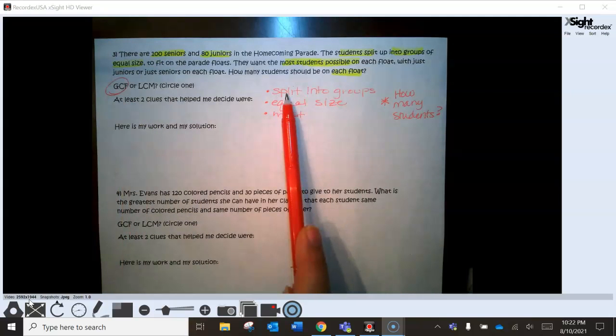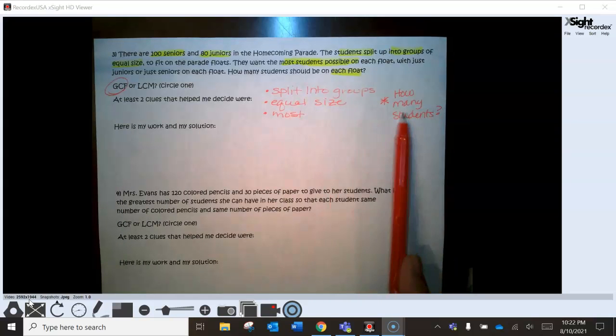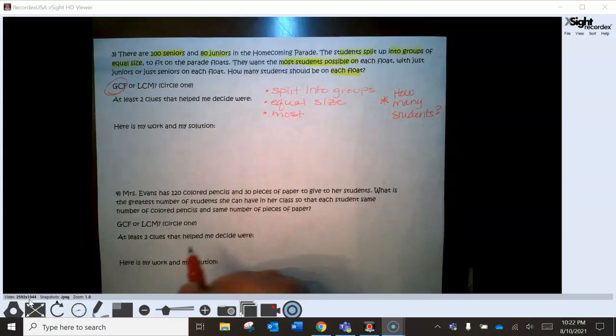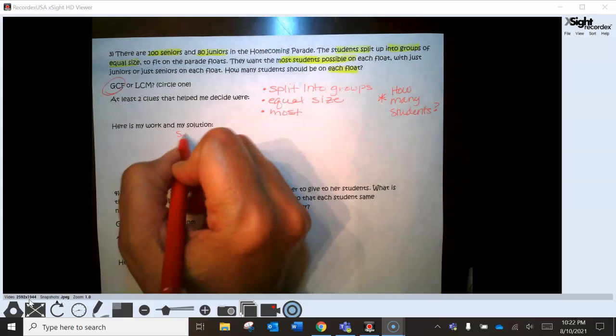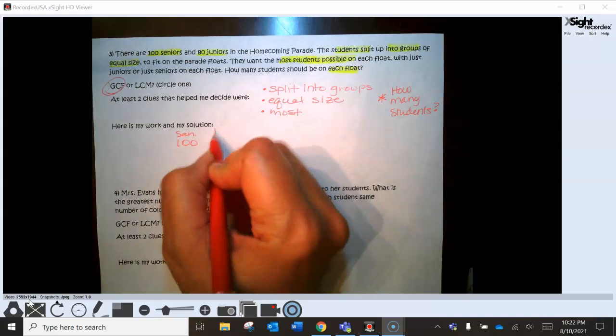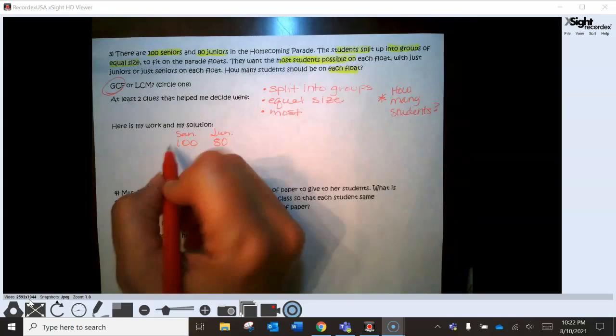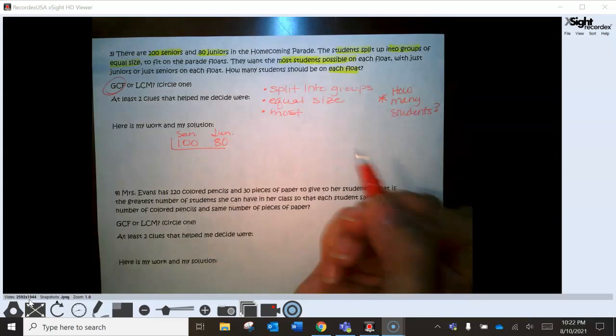because we're splitting into groups with the most students in equal sizes. Now we're looking for the greatest number of students, so that's important. So let's work it out now. We have some seniors. We have 100 of those, and we have some juniors. We have 80 of those. We're going to find the GCF.